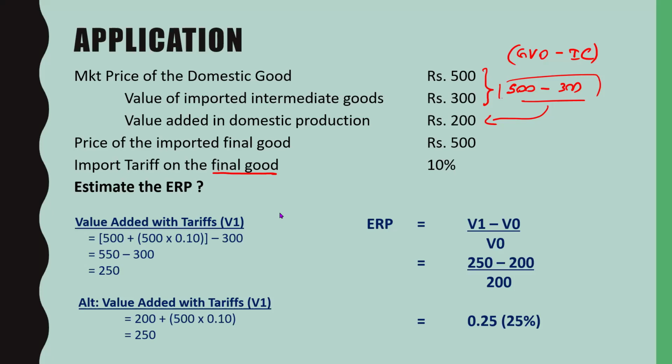I've given two ways to calculate the value addition. The alternative method is what? We just look at how much the tariff will increase the value addition. First method, we calculate the value addition. Second method, we look at the change in value addition. Either way, we are okay. .25 or 25% is the ideal answer. Okay.